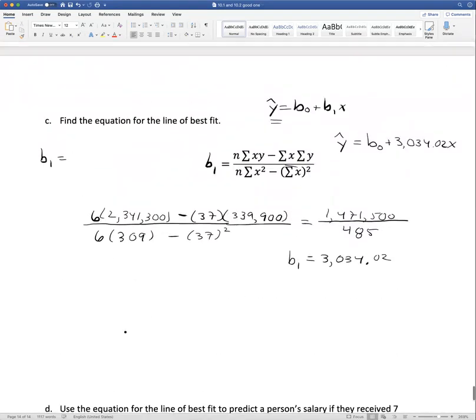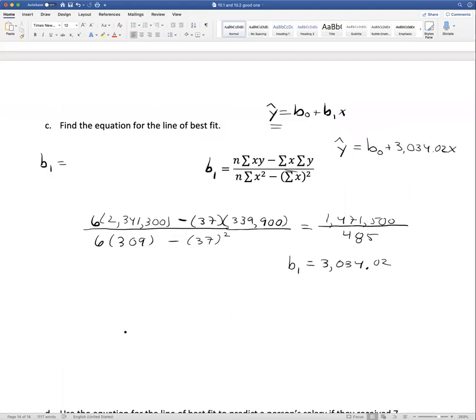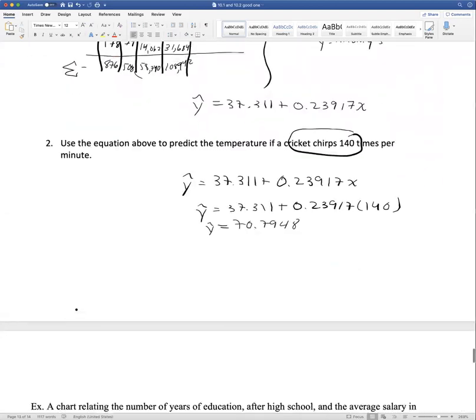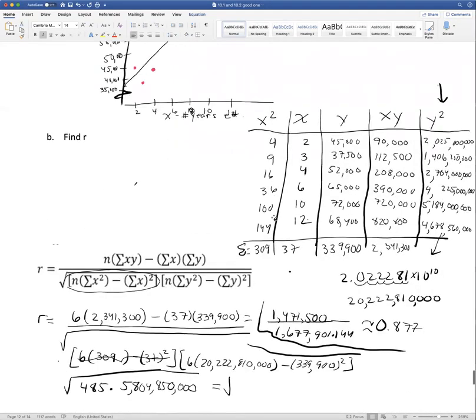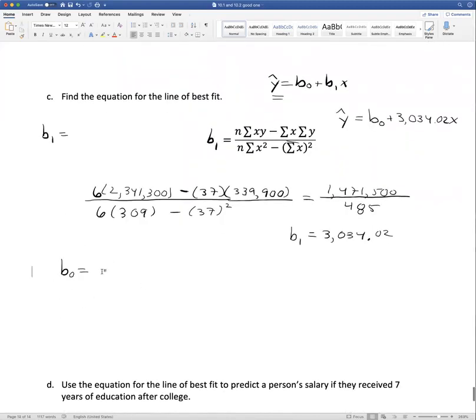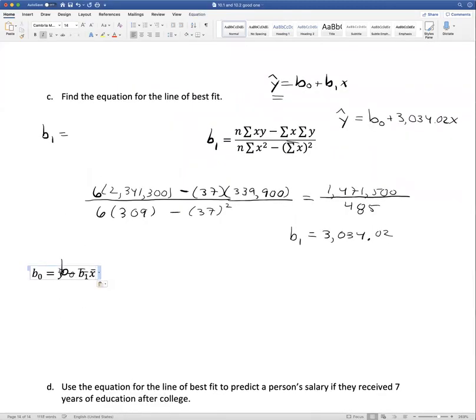But after we're done finding the slope of the line, now we have to go back and find the y-intercept. So now we have to find b naught. And the formula for b naught, let me go back up here and get the formula for b naught. The formula for b naught is y hat minus b1 times x hat.